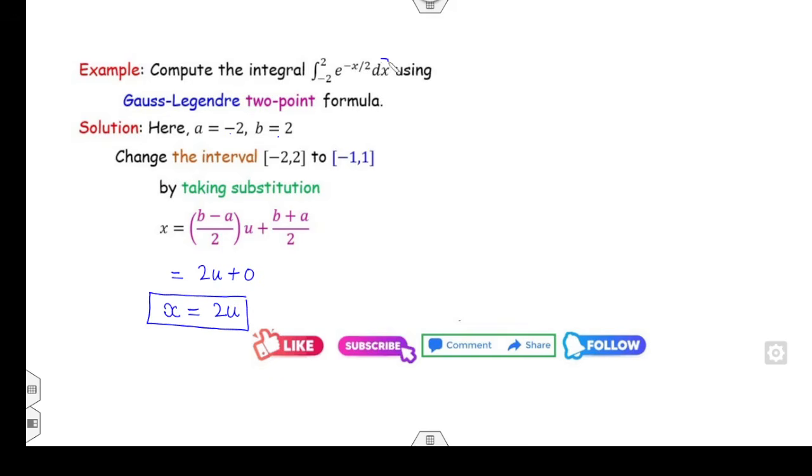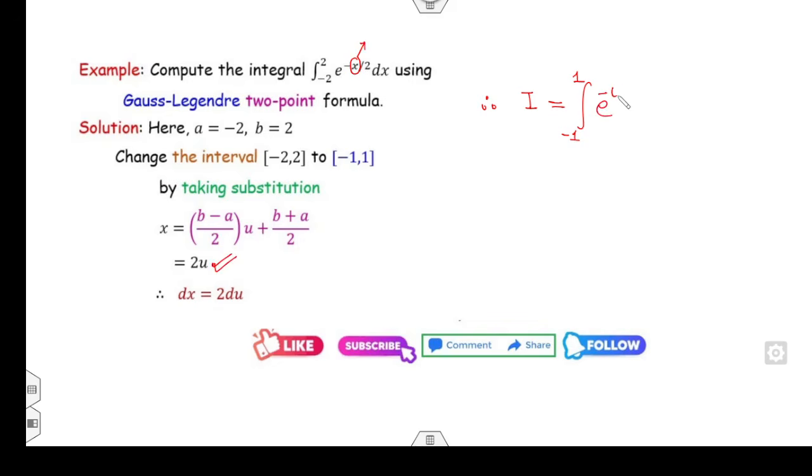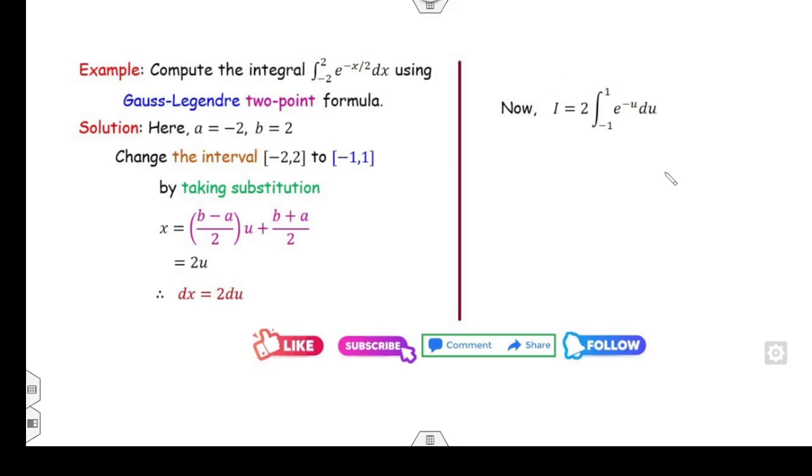Since we need dx also, can you find the value of dx? dx is twice of du. Now you can substitute the values in the given integration. The domain is from -1 to +1. I can substitute the value of x as 2u, so it is minus of u, and dx will be twice of du. I can take the 2 outside. Then the integral from -1 to +1 of minus u into du.